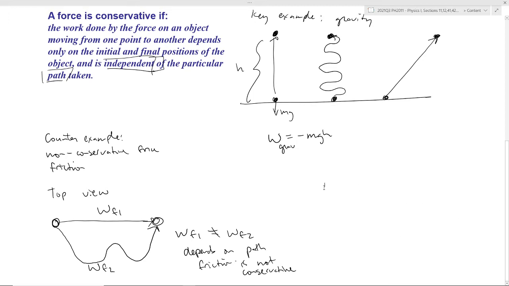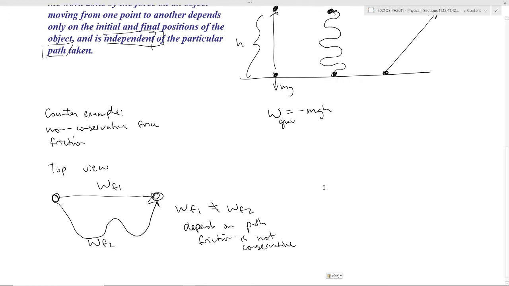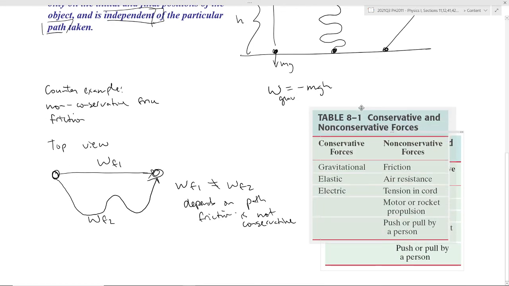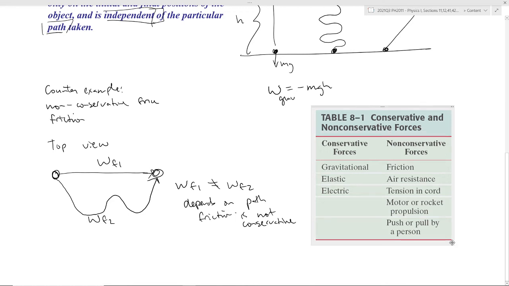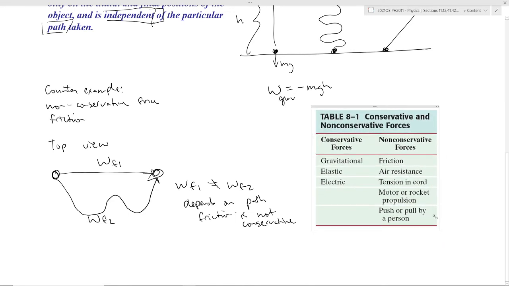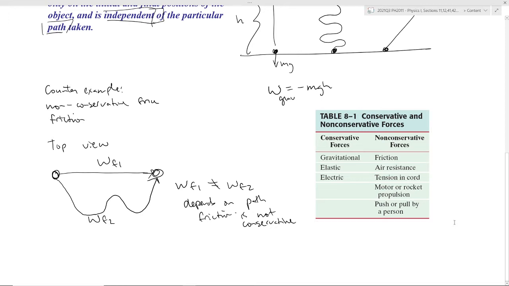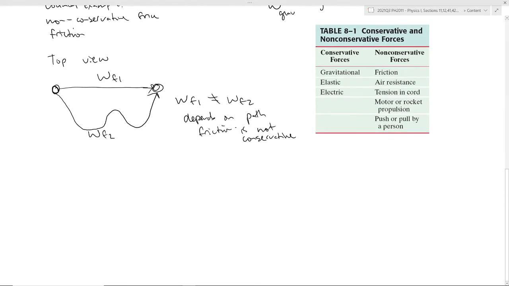And I have a little chart in here from your text. It gives you some examples of conservative and non-conservative forces. Some of these we haven't encountered yet, like the electric force, which you'll get in your next physics course. But like I mentioned above, the gravitational force is going to be the really important one for us in terms of a conservative force.